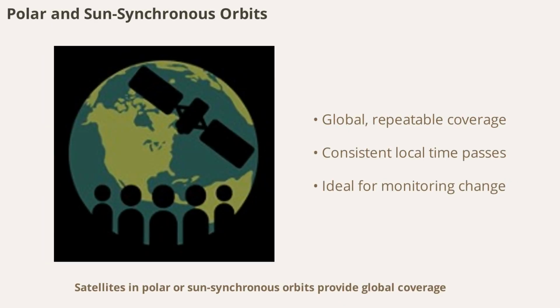Satellites in polar or sun-synchronous orbits provide global coverage, passing over the poles and revisiting the same spot at the same local time each day. The frequency of measurements varies, but larger swath sizes mean higher temporal resolution. Sun-synchronous satellites are especially valuable for consistent, repeatable observations, making them ideal for long-term environmental monitoring and change detection.